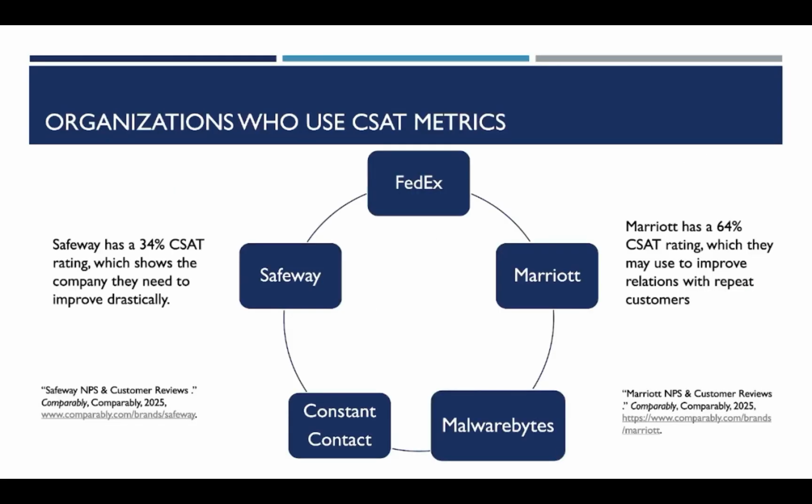As for real world implementations of Alchemer's CSAT metrics, many companies use them, such as Safeway, FedEx, Marriott, Constant Contact, and Malwarebytes. On one end of the spectrum, Safeway has a 34% CSAT rating, according to Comparably, which shows the company that overall they need to improve drastically when it comes to satisfying customers and meeting expectations. On the other side, Marriott has a 64% CSAT rating, which they may use to improve specific things. What is a specific need that customers feel they are unsatisfied by? On the whole, they're not doing too bad, which helps us narrow down what is really driving customer satisfaction or dissatisfaction.